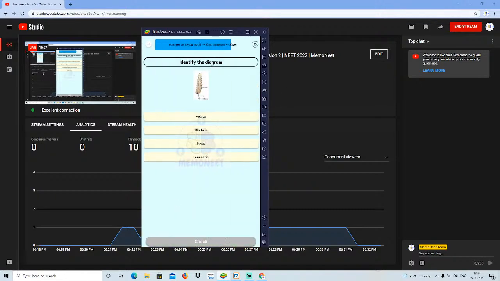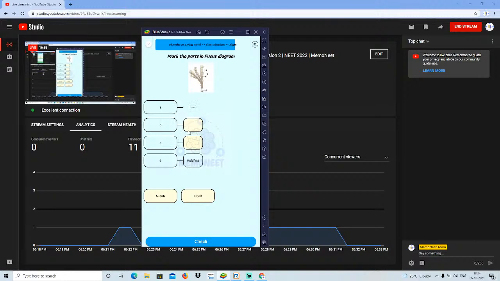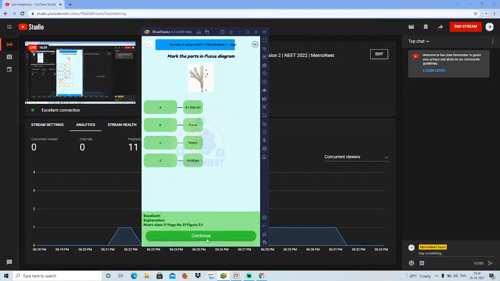So identify the diagram. This diagram could be Fucus or Laminaria. I'm not sure. Could be Laminaria. Yeah, this one should be Dictyota. Now identify the parts. This is simple. D should be holdfast, A should be air bladder, C should be midrib, B should be frond.